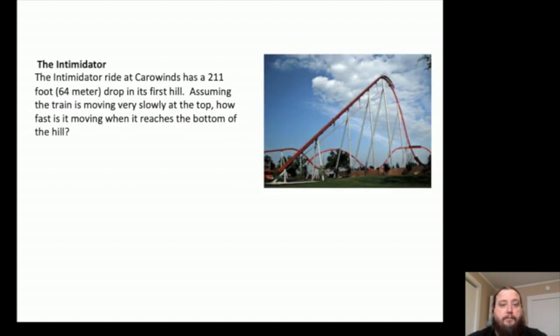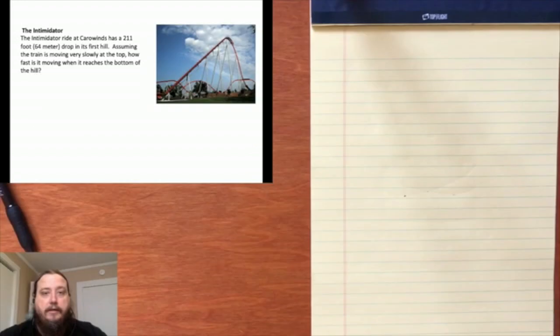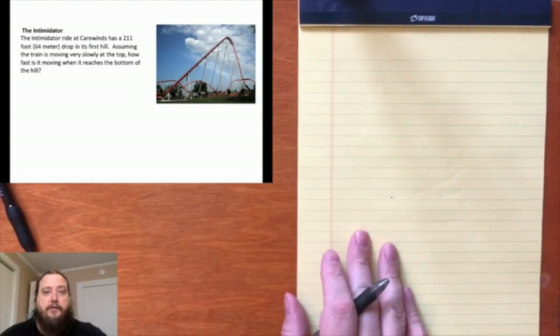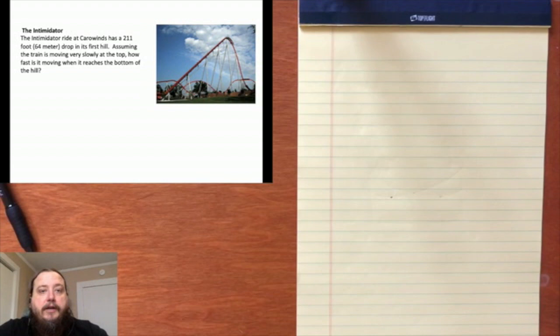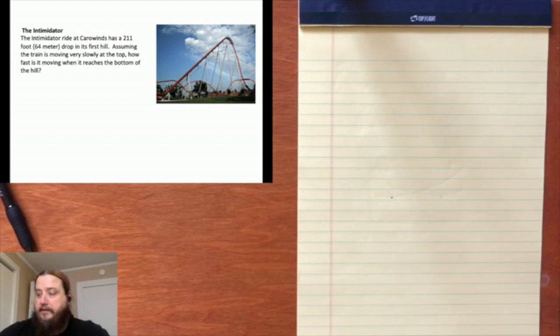All right, so for our first example here, it says the Intimidator ride at Carowinds has a 211-foot, that's 64-meter drop in its first hill. Assuming that the train is moving very slowly at the stop, how fast is it moving when it reaches the bottom of the hill?